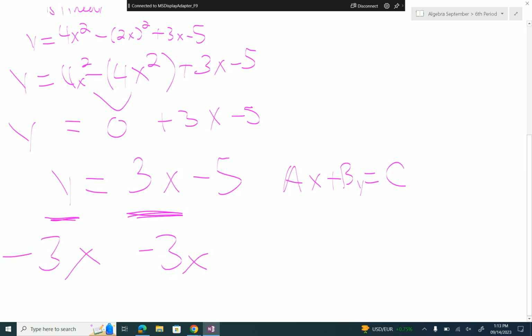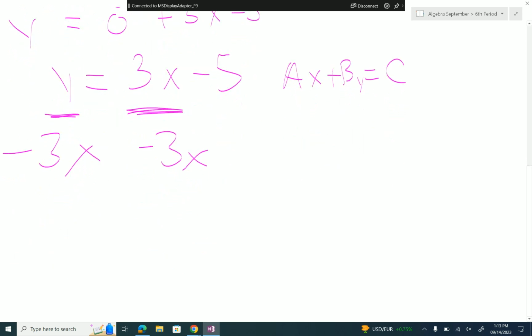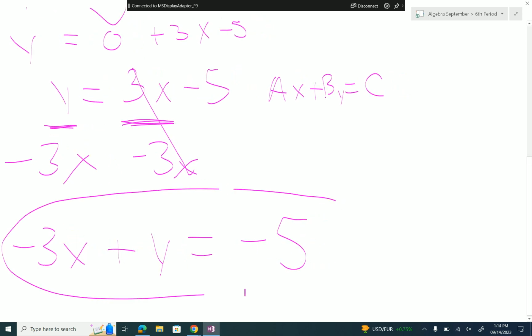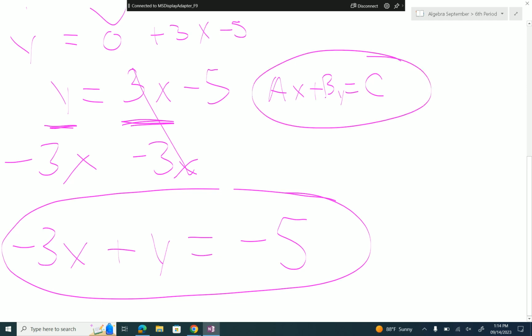Are 3x and y like terms? No. So I'm just going to write this negative 3x plus y, and keep my negative 5. So now I want to compare what I just wrote with my standard form. Is this in standard form? Is this a linear function? What do we think? Macy, what do you think? Does that look like it's in the same form as that?